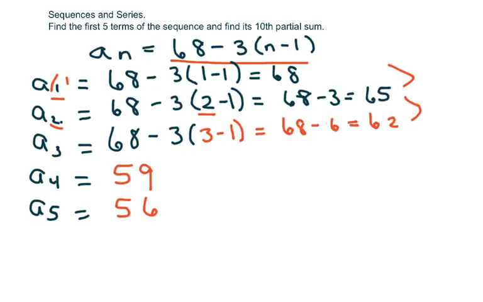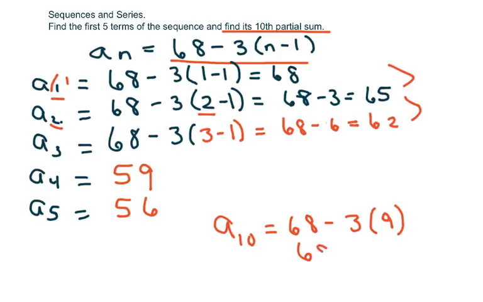Now they want, let's find the 10th term. So the 10th term would be 68 minus 3 times 9, basically, because 10 minus 1 is 9. So 68 minus 27 equals 41.